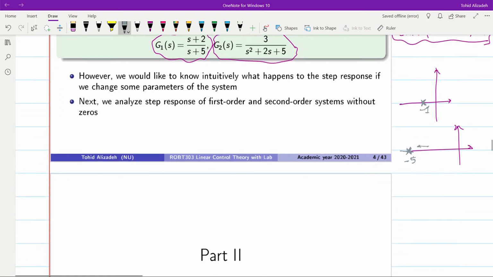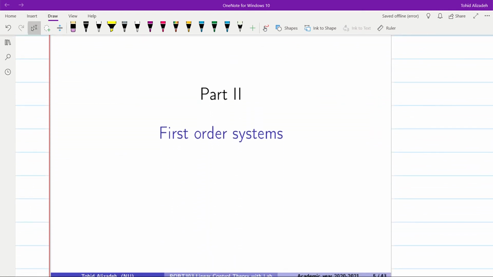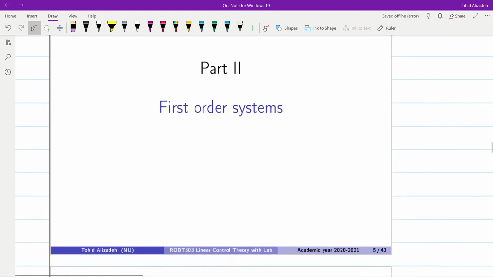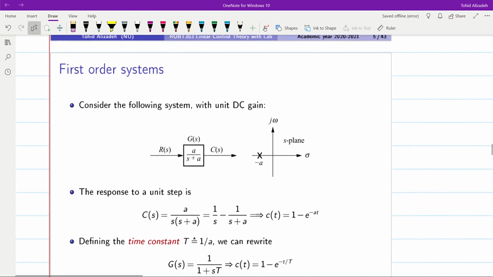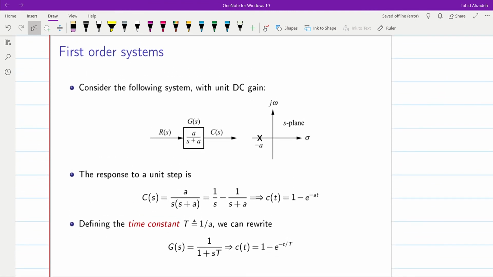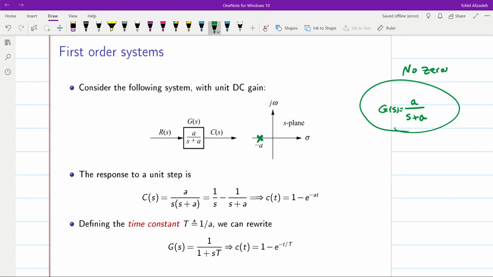So to have this capability, we will go through the first order and second order systems to see how their step response is formed and how the step response changes while some parameters of the system change. First we start with the first order systems. Later we will have a look at the second order systems. A first order system is a system which has a single pole. You can see it here: a over s plus a is a given system. It is called a first order system because it has a single pole at minus a. In this case, we have no zeros, but a first order system can have a single zero, let's say.